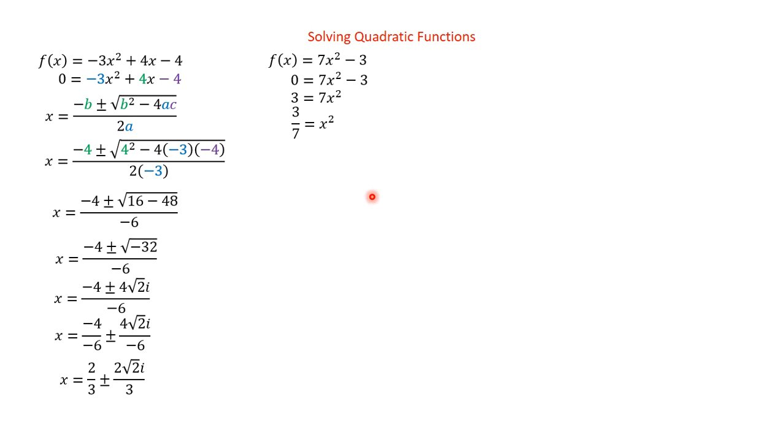Square root both sides. x equals plus or minus the square root of 3/7, which we can split up into numerator and denominator, and then multiply by root 7 over root 7, because we want to rationalize the denominator. We want to get that square root out of the denominator. So in the top we have root 3 times root 7. 3 times 7 is 21, so that's root 21 over 7. So x equals plus or minus root 21 over 7.